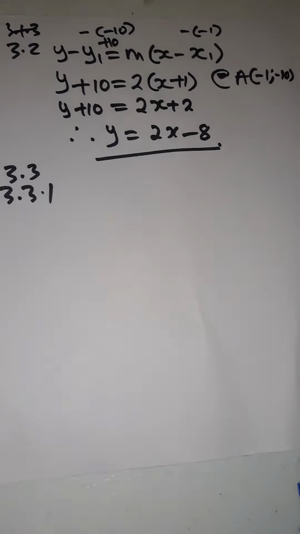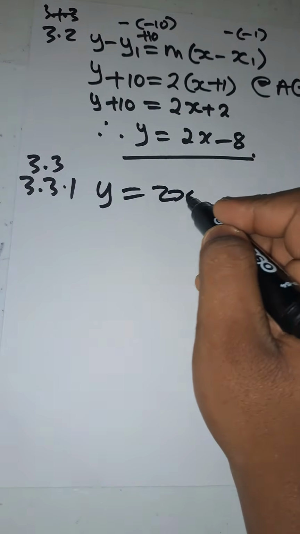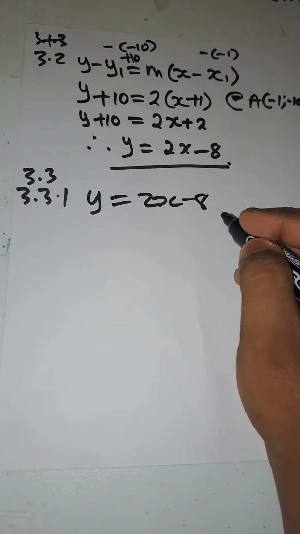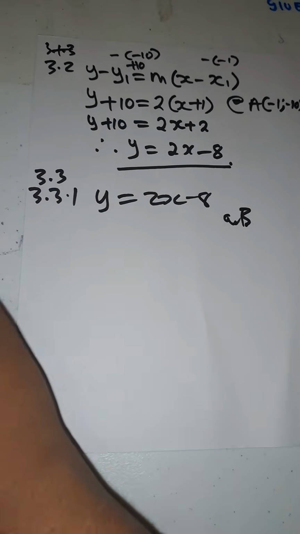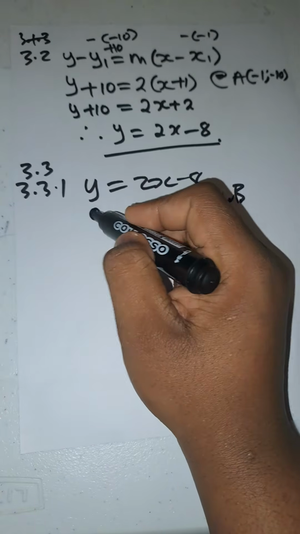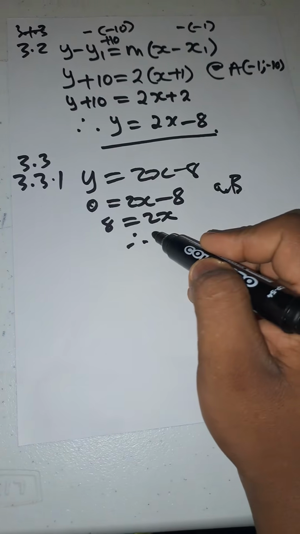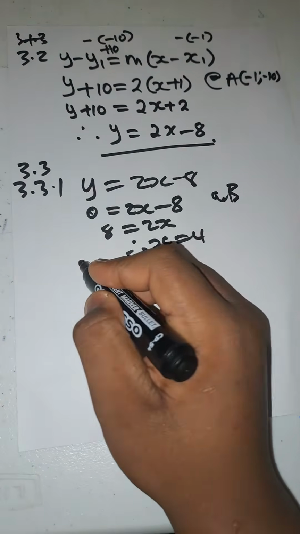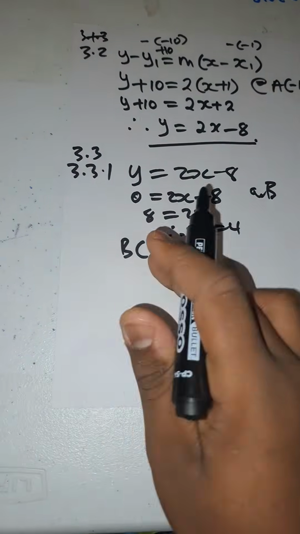Check, I have my equation there. So let me simply say y equals 2x minus 8. At which point? B. Already I know that at B my y equals 0, because B is on the x intercept. So now check, where there is y, you put 0. So it's 0 equals 2x minus 8. Then 8 equals 2x. Therefore my x equals 4. So my B basically is 4 and 0.